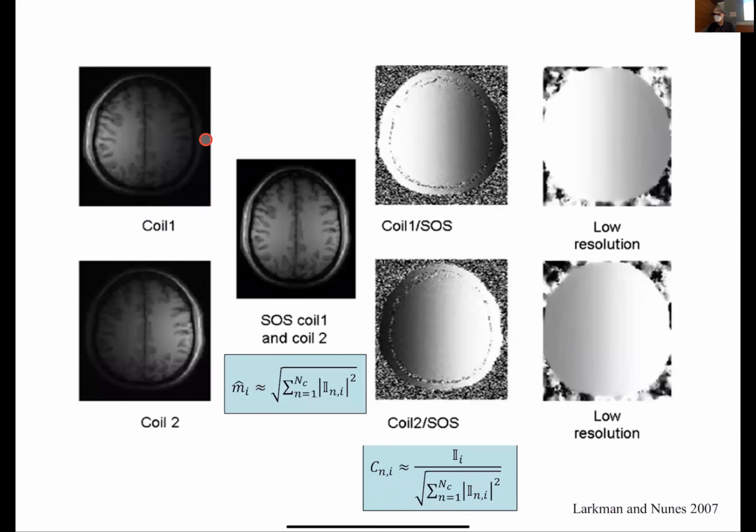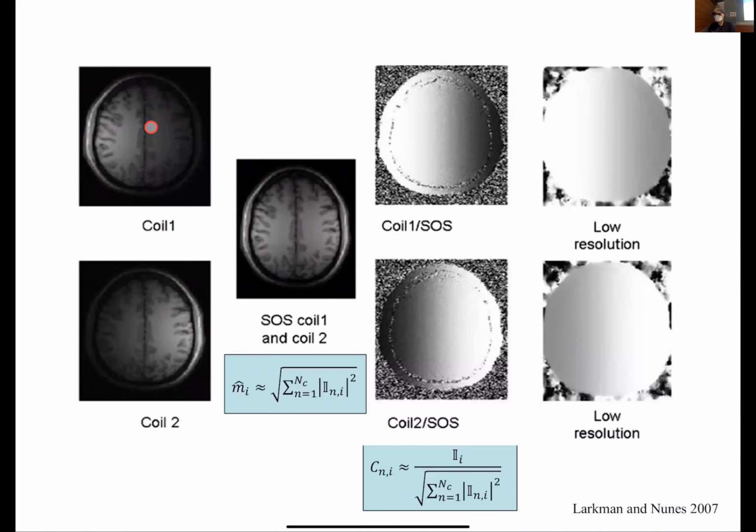So here's an example where, for example, let's say coil 1 sees this. Obviously the coil is on one side of the frame, and coil 2 sees the other side of the frame, right? And it looks like if I took the sum of the squares of these two, I get a pretty good looking image.